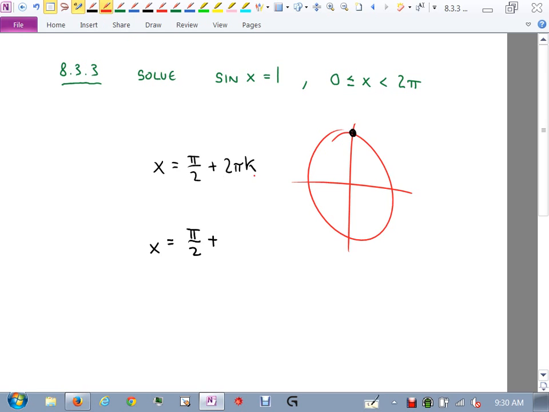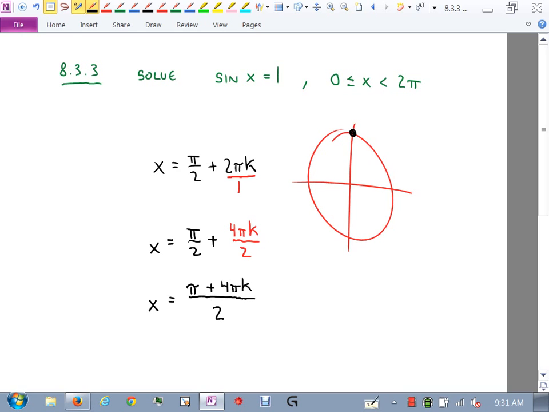This 2 pi k is the same as 2 pi k over 1, right? And so I need a 2 on the bottom there. So I multiply the top and bottom by 2. So this should be 4 pi k over 2. And now you can add them together. And you add the numerators, pi plus 4 pi k all over 2.